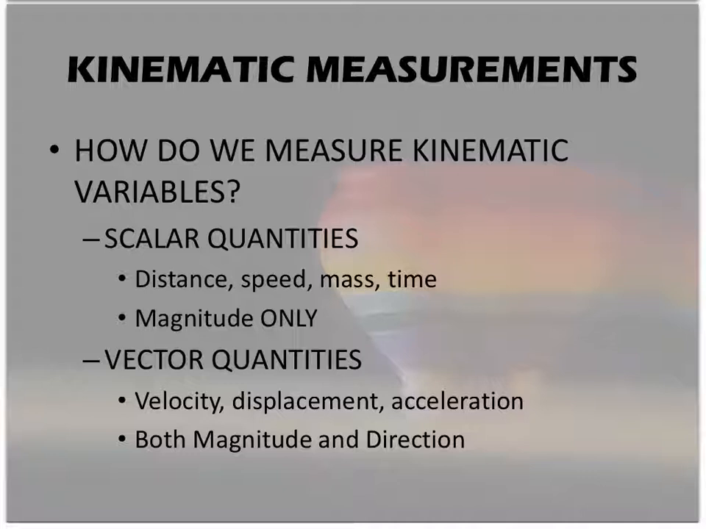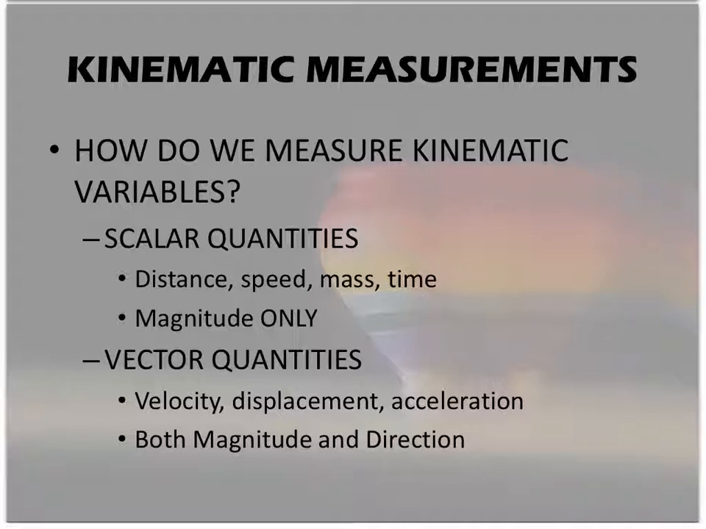We measure kinematic variables in two ways. The first is called a scalar quantity. A scalar quantity is a quantity that has magnitude only, such as distance, speed, mass, and time. If you say I'm traveling at 5 miles an hour, it doesn't tell me anything except how fast you're going. It doesn't tell me if you're going north or south or at 30 degrees or at 20 degrees.